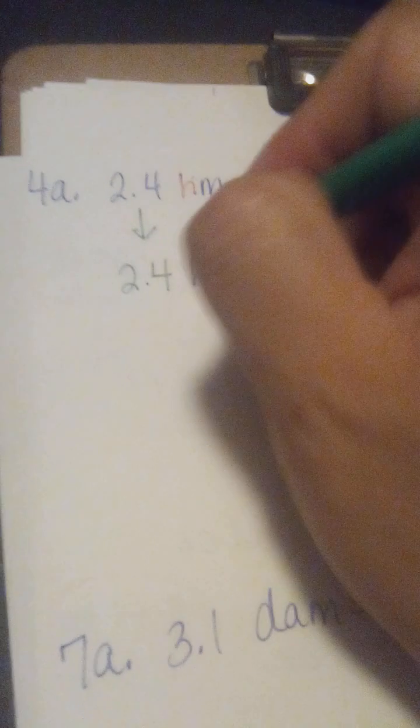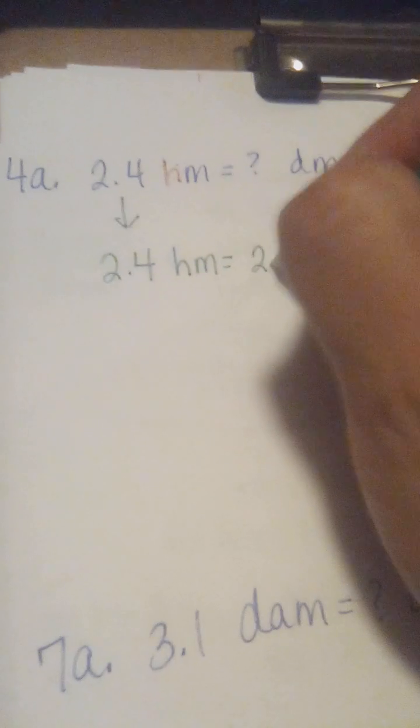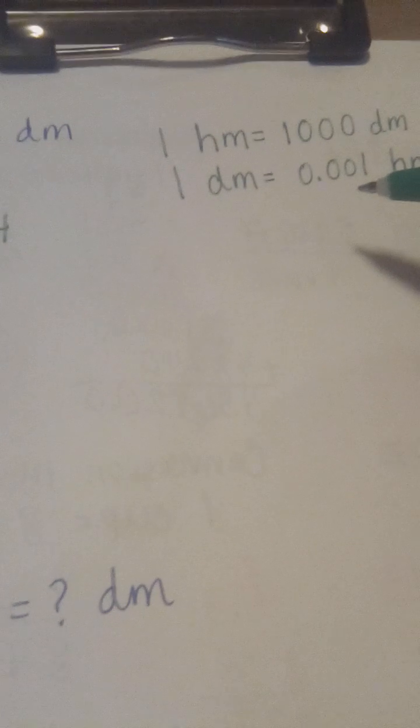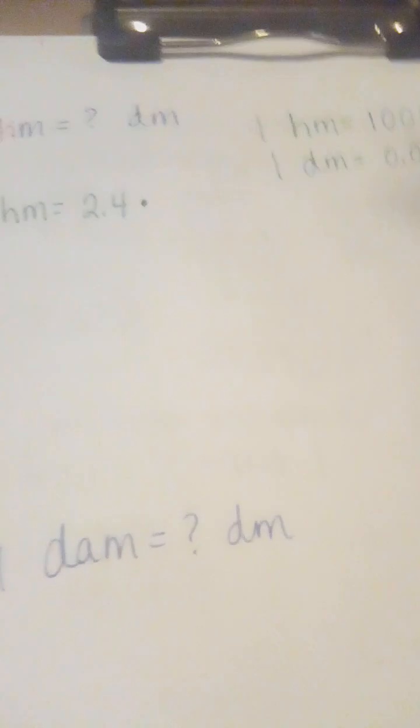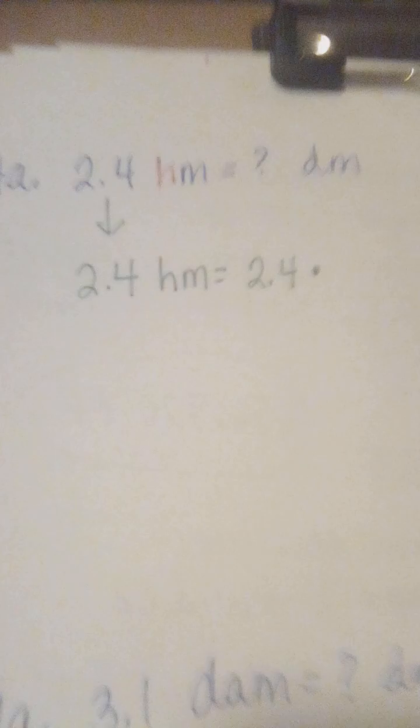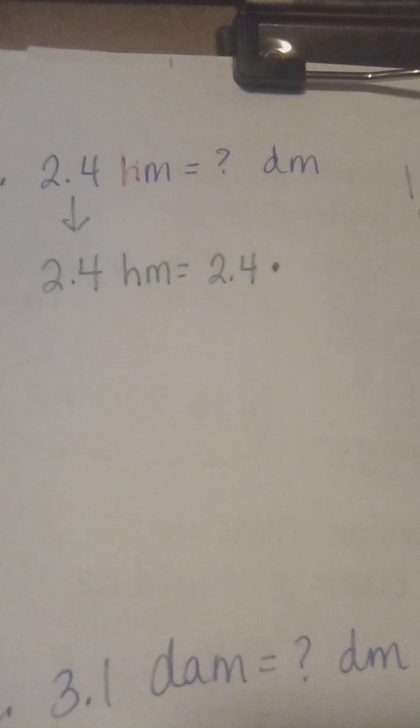So we'll move the 2.4 under the bottom. Put this 2.4, and then we'll multiply by which number? 1,000 or 0.001? Okay, we have 1 hectometer equals 1,000 decimeters, and 1 decimeter equals 0.001 hectometer. Which one do you think fits this problem? If you said 1,000, you're correct.